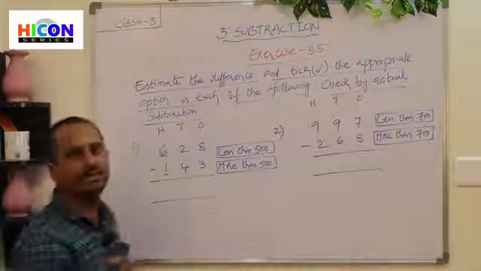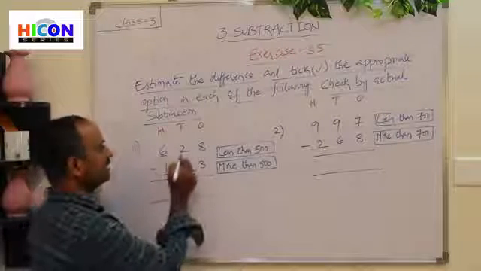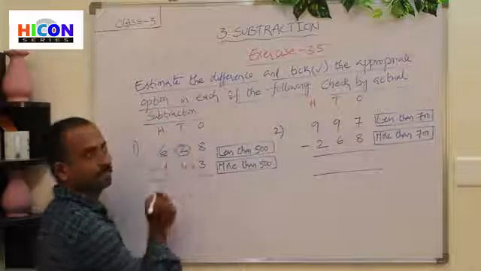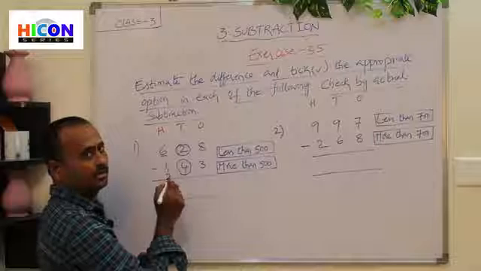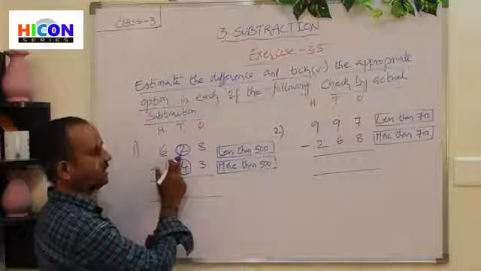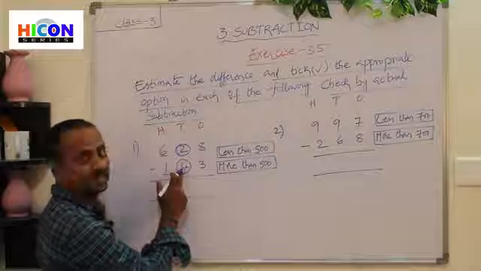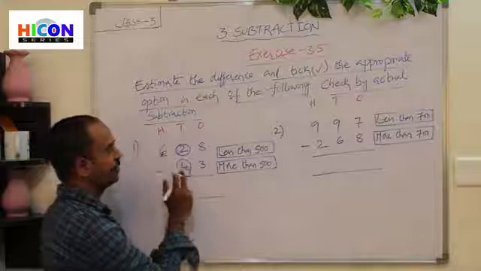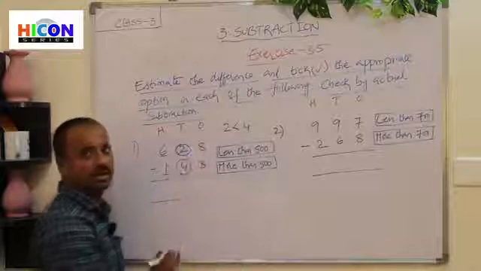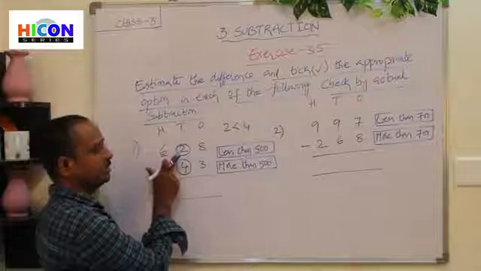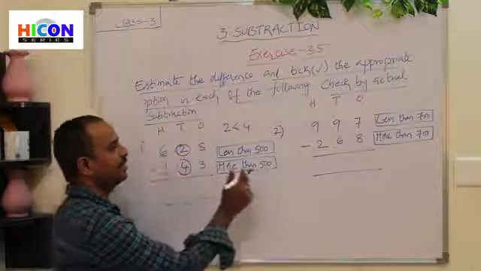How can we easily estimate? By using a simple technique, that is, check the second digit in both the numbers. What is the second digit here? 2. And what is the second digit here? 4. So after hundreds place, 2 and 4. So 2 is less than 4. That is, 2 is the smaller. So if the first number has a smaller digit, then it is less than 500.